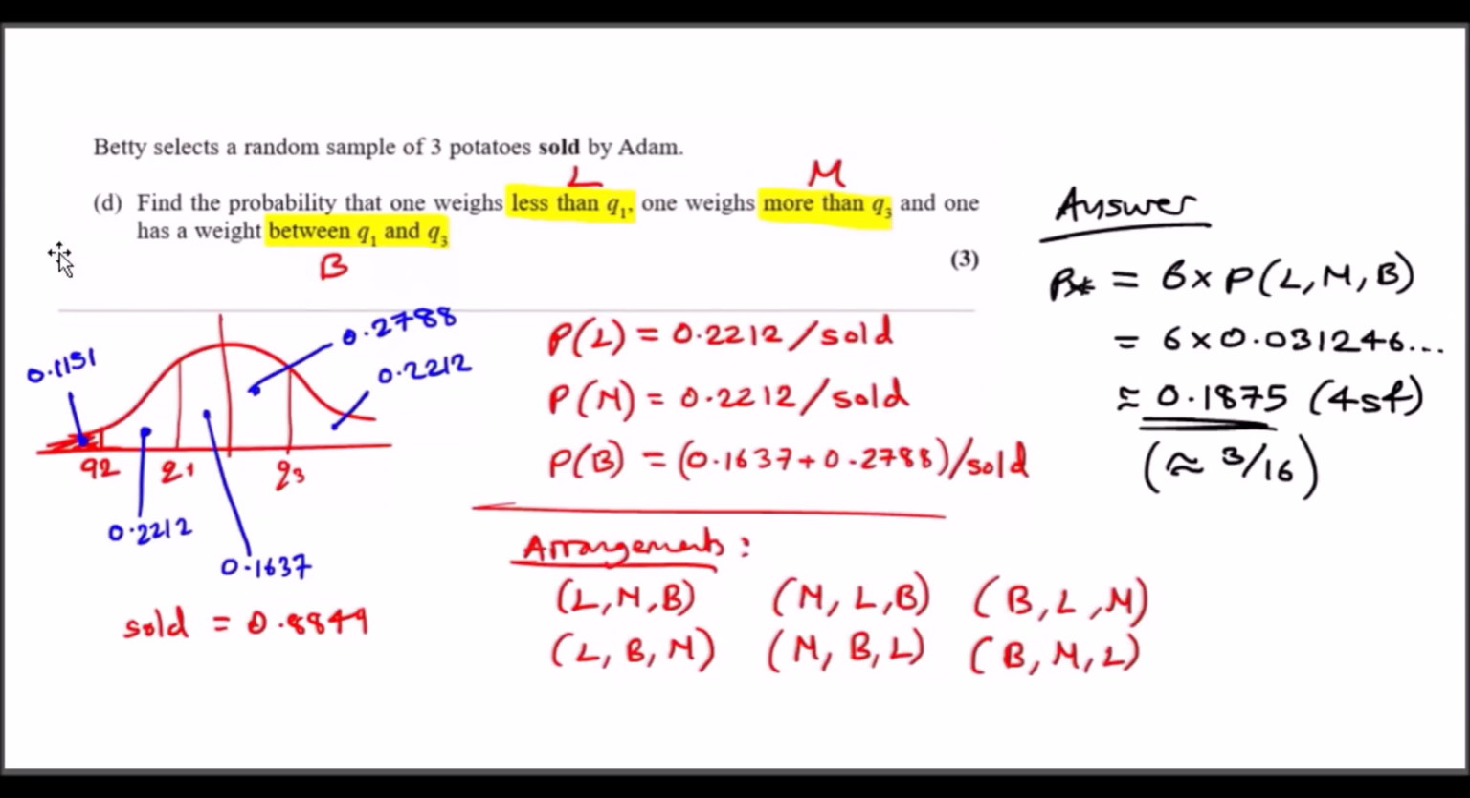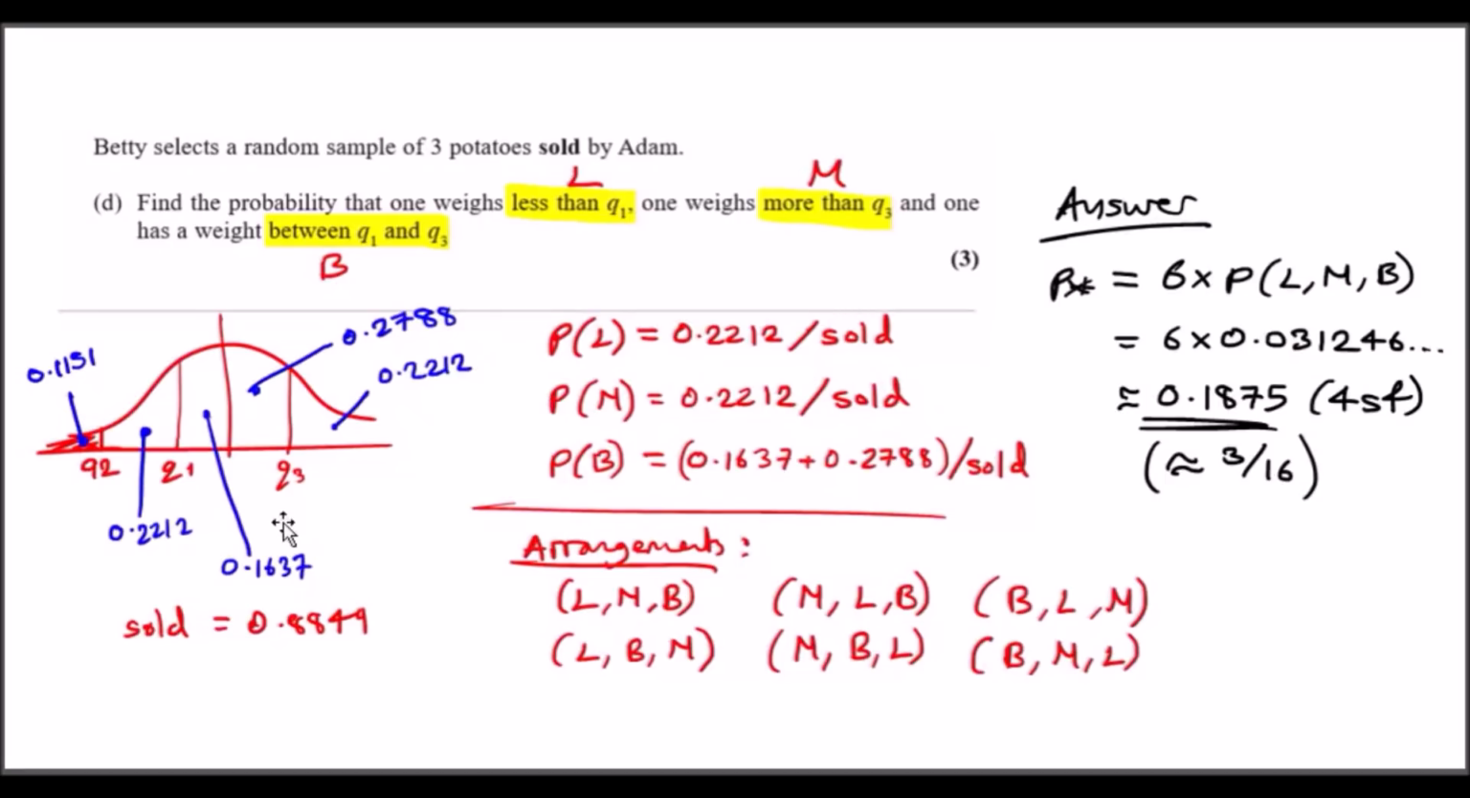Now finally D. Betty selects a random sample of 3 potatoes sold by Adam. Again, sold, so we're looking at the white region from the bell curve. You can probably see that I've fully updated this bell curve. We've got the probability between Q1 and the mean, and between 92 and Q1. We found all this from the previous question, so you can just subtract and you get every value. Remember, the left side equals 0.5, so does the right side.